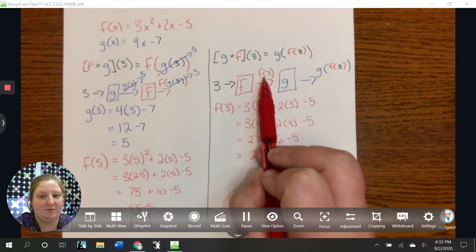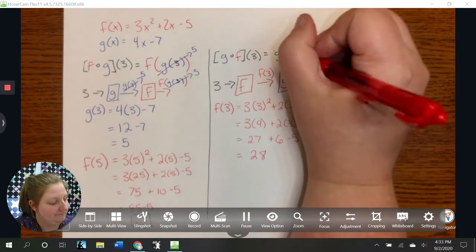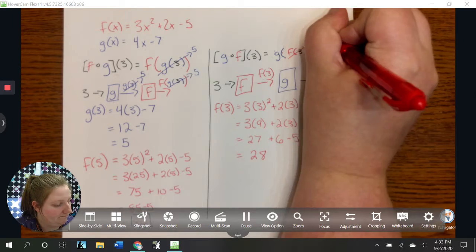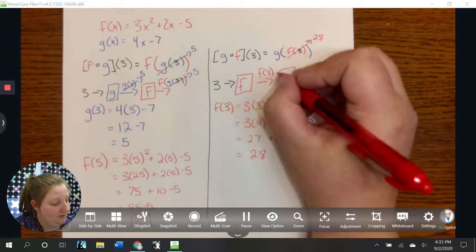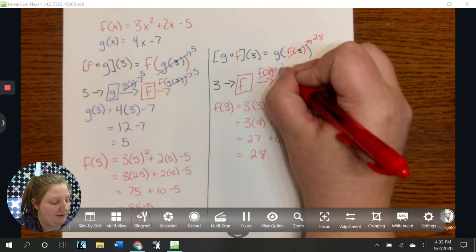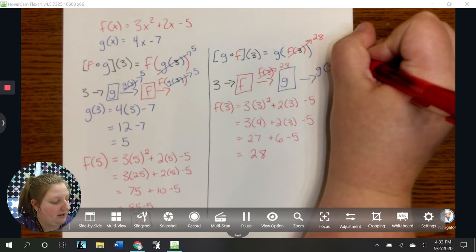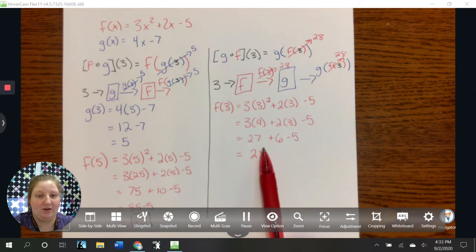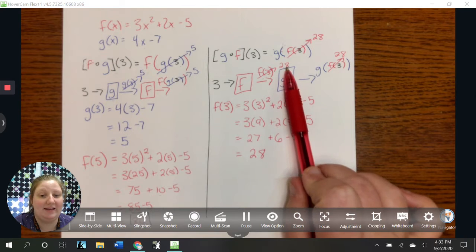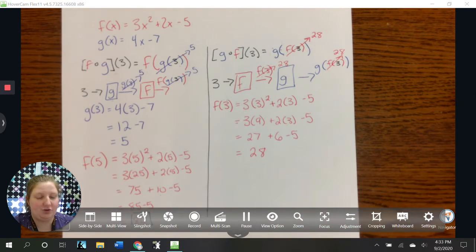So we're going to come up here and replace f of 3 with 28. So f of 3 is 28. Right here, we're no longer doing f of 3 because we know that is 28. Now we took 3 and plugged it into f, and when we did that, we got our 28. Now we're going to take our 28 and plug it into g. So we're going to do g of 28.